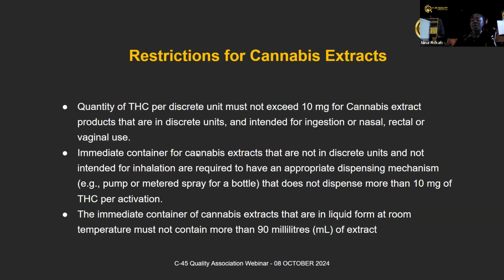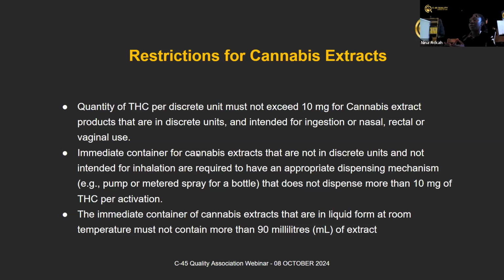So for quantity of THC per discrete unit, for extracts that are intended for ingestion, nasal, rectal, or vaginal use, there should be at most 10 milligrams of THC per activation. And this activation is based on the tools that are being used, and on testing that has been performed on these cannabis extracts to confirm that truly, when it is used as intended, there is no more than 10 milligrams of THC per activation or per use.